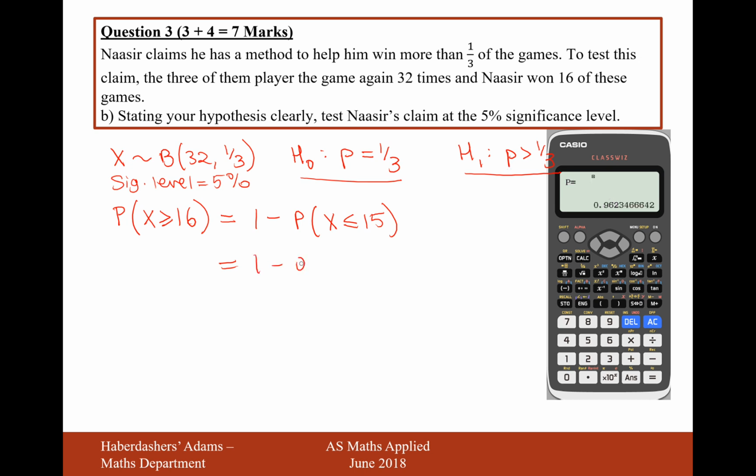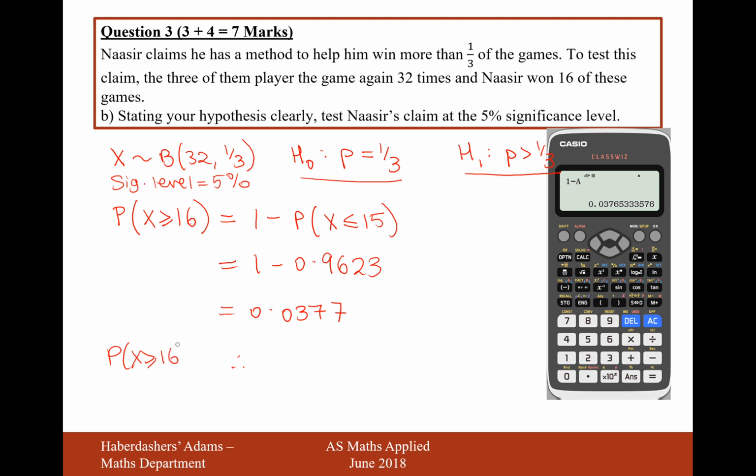It's 1 minus 0.9623, and then when you store that value as A and then do 1 minus it, you get 0.0377. So therefore, the probability of winning 16 or more games is only 3.77%.